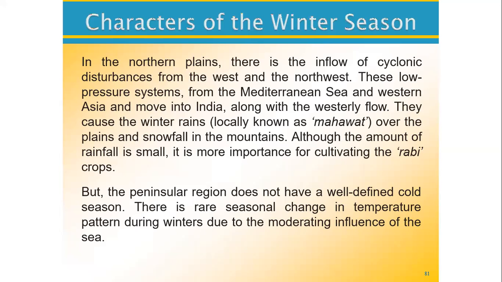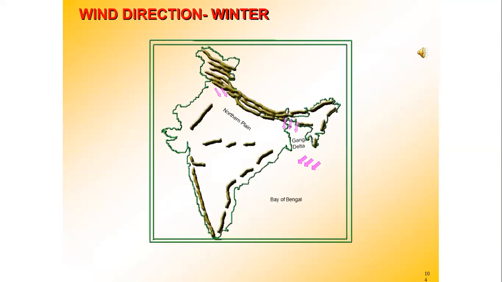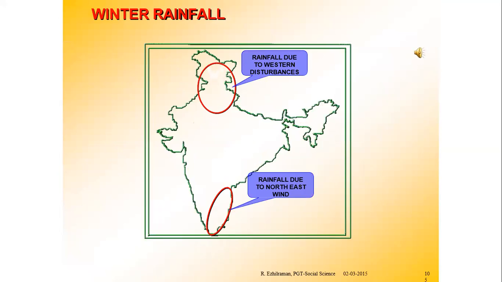So we have discussed the Mahavat, which is a small amount of rainfall that benefits the rabi crops, the wind direction in the winter, winter rainfall due to the western disturbances, and rainfall due to the northeast wind.